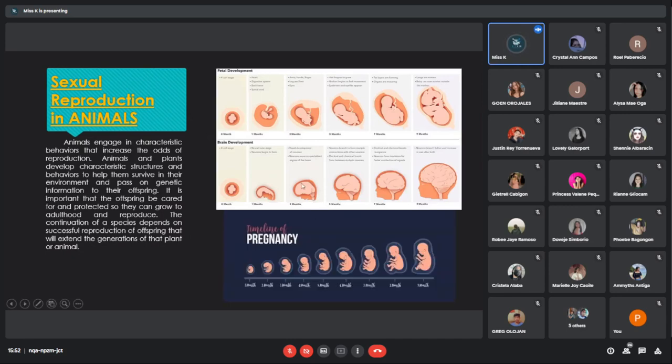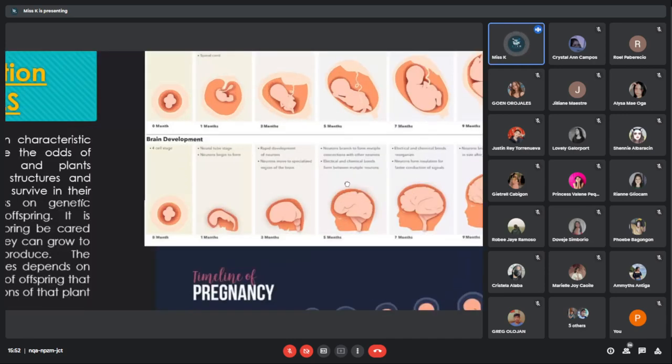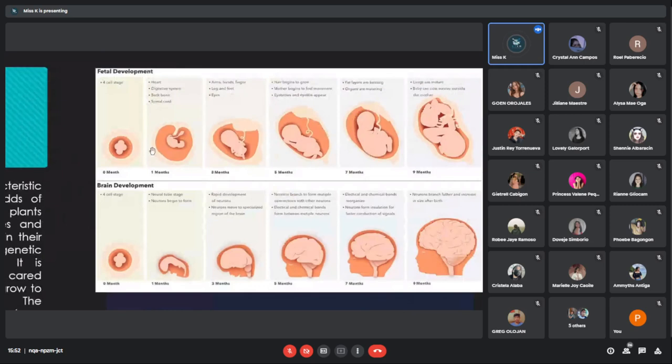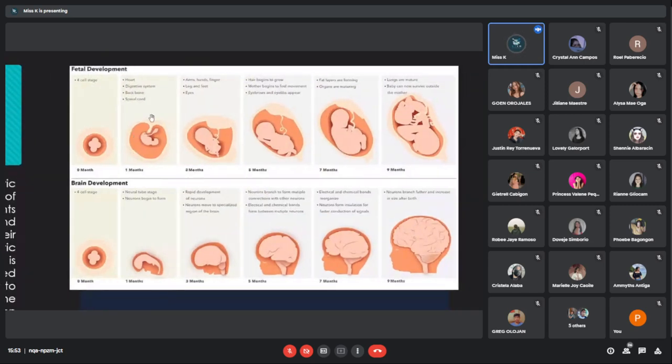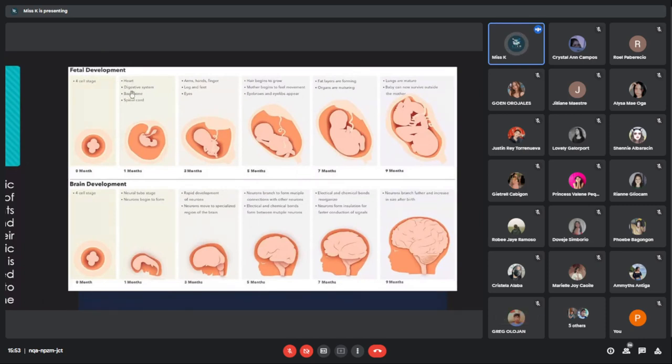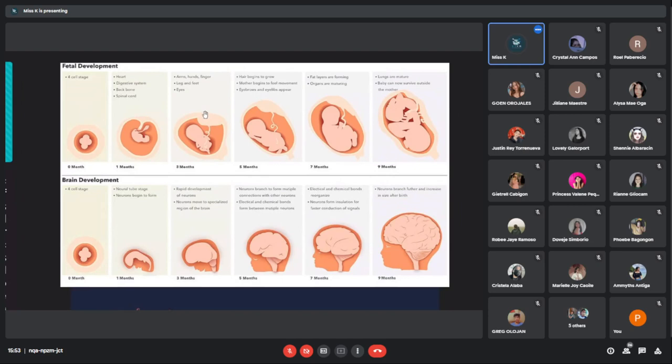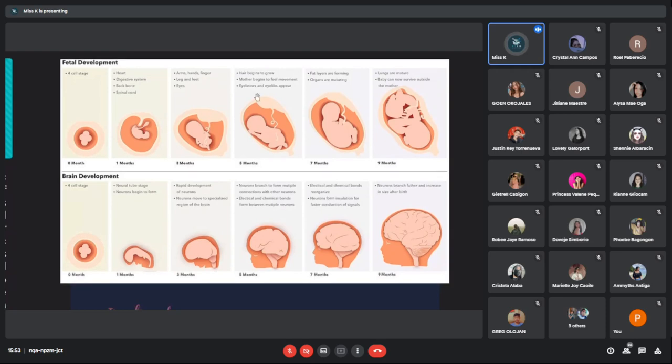Okay, so this is the fetal development for humans. At 0 months, it is still a zygote, and then until it creates a heart, after 1 month it already has a heart, a digestive system, a backbone, and a spinal cord. And then, after 3 months, the arms, hands, fingers, legs, and feet have also developed, and also the eyes. Then, at 5 months, the hair also starts to grow.